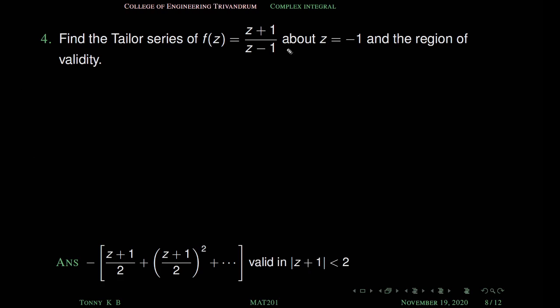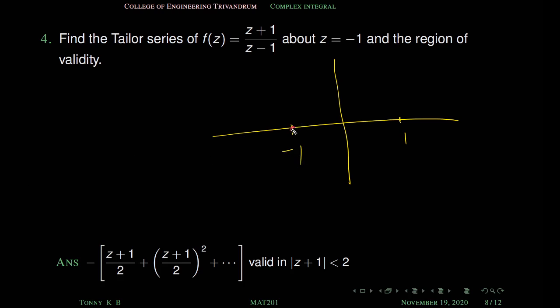We know that this function is not analytic at z equal to 1, right? And we have to find the Taylor series about z equal to minus 1. Minus 1 is here. So which is the biggest open disk about z equal to minus 1 such that our function is analytic?